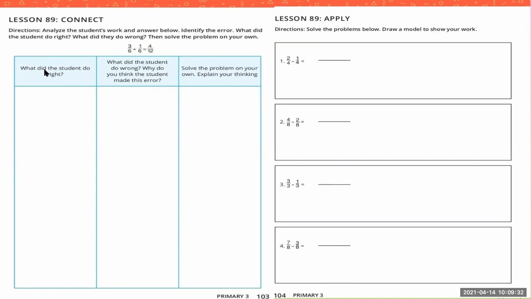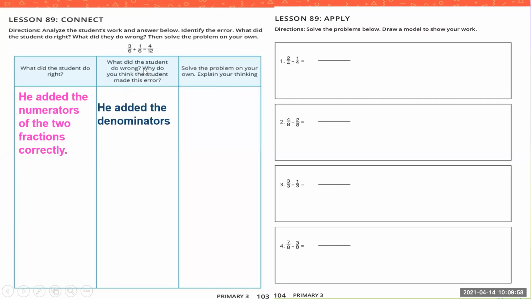Okay, what did the student do right? He added the numerators. Okay, but can we add denominators? Can we say 6 plus 6 equals 12 and write 12 here? No. Excellent. So the thing he did wrong is that he added denominators.